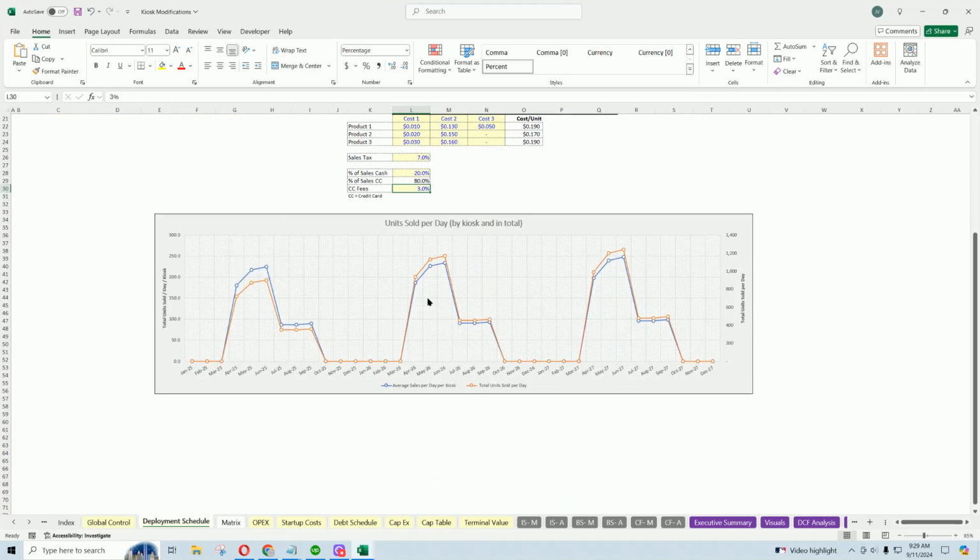Chart here is just units sold per day by kiosk and in total. So by kiosk is over here, what an individual kiosk is doing on average. And then in total across everything, here's what your total is. You can see we're slowly going up. On this one, we're starting at 900 units sold per day, up to 1100, and then up here to 1200.